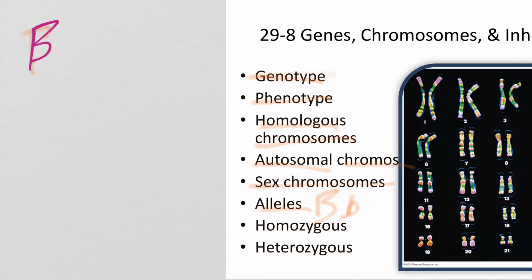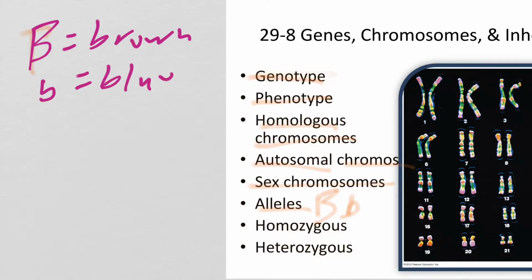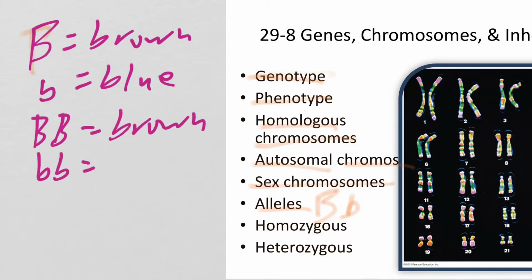There we go. So capital B for brown and lowercase b for blue. So in this case, if you get two of the same, B for brown, or lowercase b for blue, then you are homozygous because homo means same, you have two identical alleles.